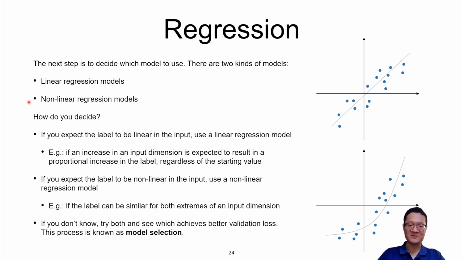Okay, a lot of times we actually don't know. So then we can try both and use what we have learned in model selection to select the best model, right? And usually this means that we want to have a better validation loss.